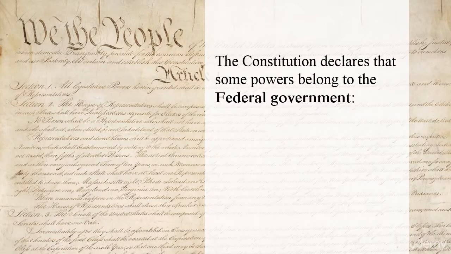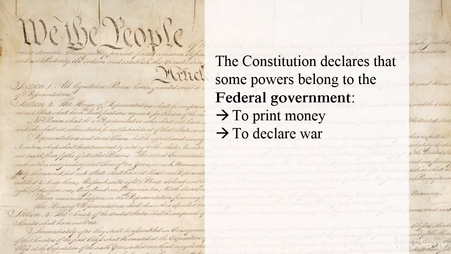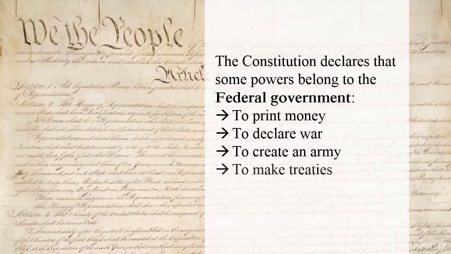The Constitution declares that some powers belong to the federal government, such as the power to print money, to declare war, to create an army, and the power to make treaties.